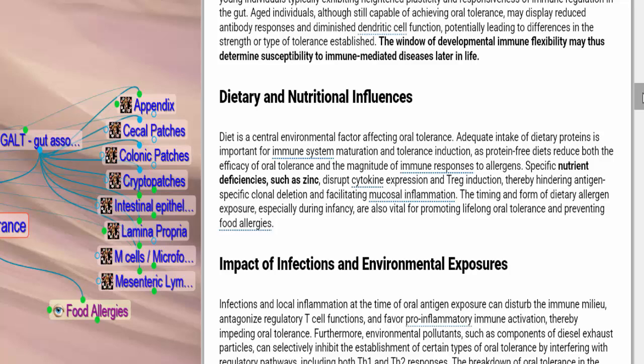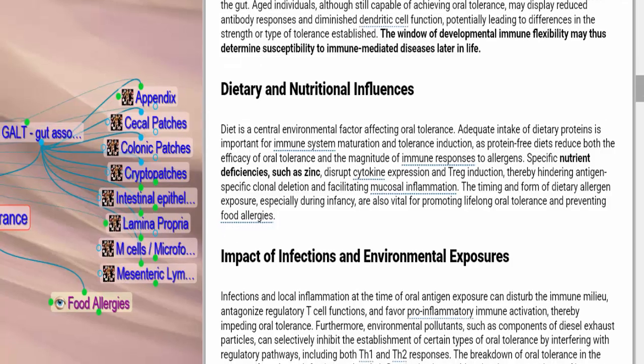Specific nutrient deficiencies such as zinc disrupt cytokine expression and Treg induction, hindering antigen-specific clonal deletion and facilitating mucosal inflammation. The timing and form of dietary allergen exposure, especially during infancy, is also vital for promoting lifelong oral tolerance and preventing food injuries.